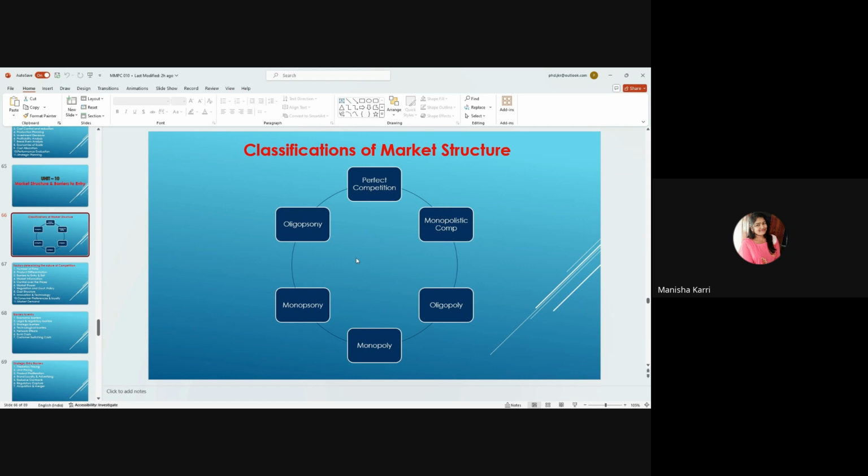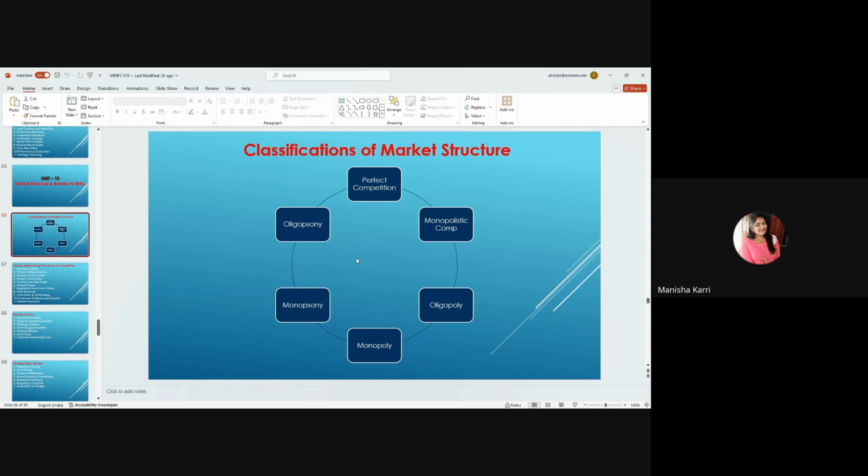First one is perfect competition. In this market, the number of firms is many, small firms. The product nature is homogeneous, meaning identical products. Ease of entry and exit is very easy. There are no barriers in a perfect competition market. So the degree of competition is very high and firms are price takers.